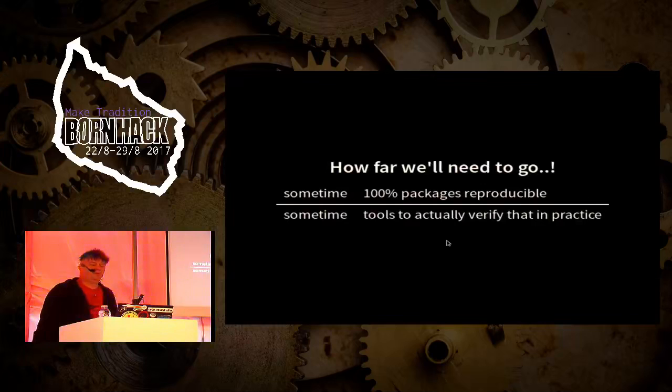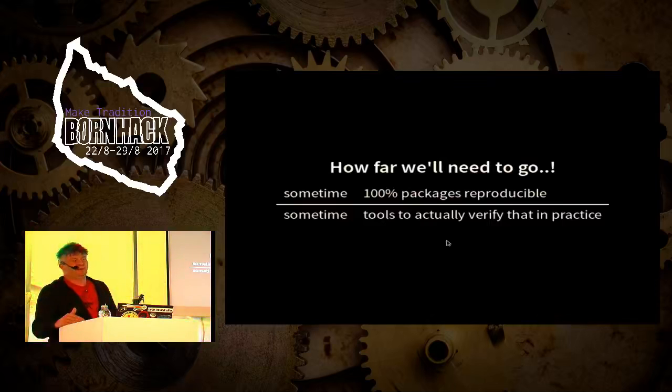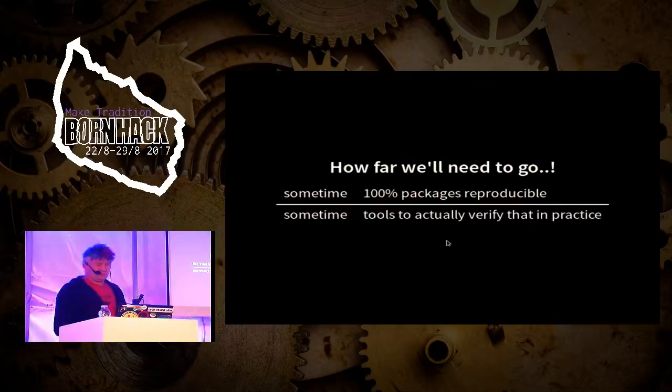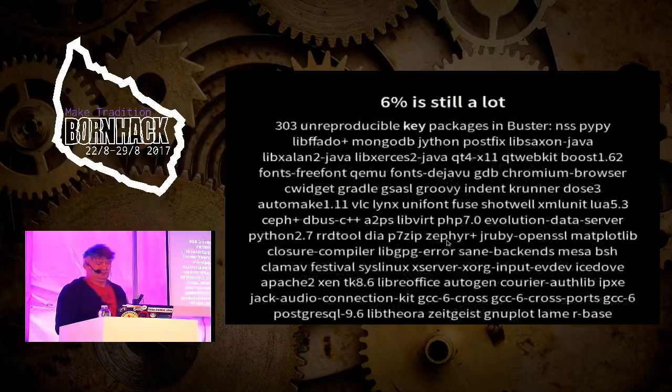And also, we not only need to get 100% of the packages reproducible, but we also need tools so that users can actually verify that this is true in practice. And work on these tools has not been spent so much time yet, because we're still working on making the packages reproducible. And the 6% is really still a lot.